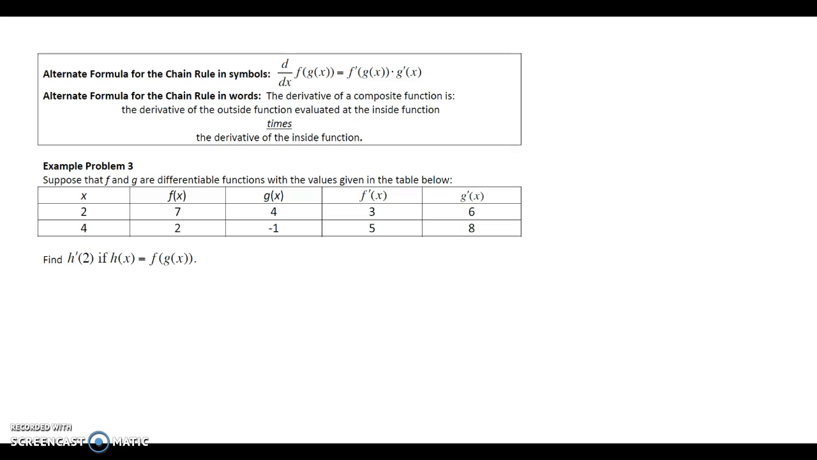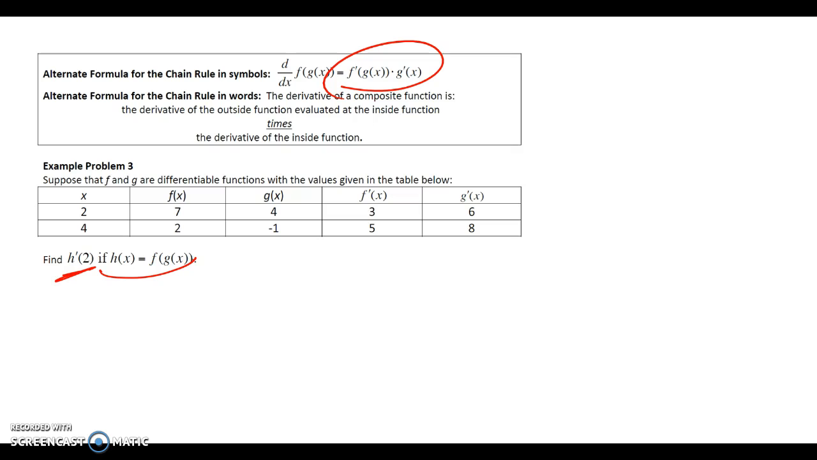All right? Now, basically, this is what he's saying there. He's saying, first, take the derivative of f, and then take f of that g of x, and then take the derivative of the inside. So let's see what we have. Suppose that f and g are differentiable functions with the given values. Find the derivative of h when x equals 2 if you know this composition.